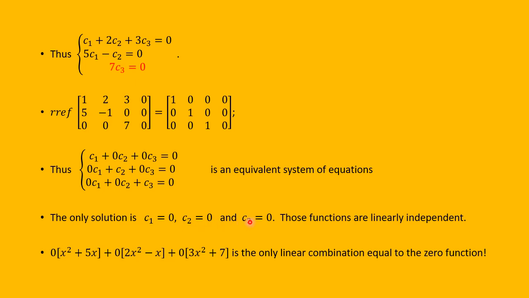So that tells us that the functions that we started with, which are the three that we see down here, are linearly independent. And 0 times this first function plus 0 times this second function plus 0 times this third function is the only linear combination of those three functions that is equal to the 0 function.